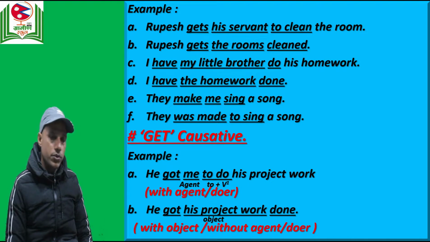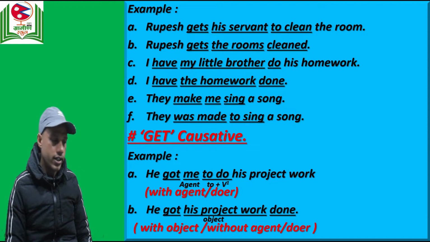Now, first example we have, Rupesh gets his servant to clean the rooms. Let me repeat this once again. Rupesh gets his servant to clean the rooms. Number B, Rupesh gets the rooms cleaned. Please notice the differences between these two sentences. And basically please notice the form of the verb we are using in each and every sentence.